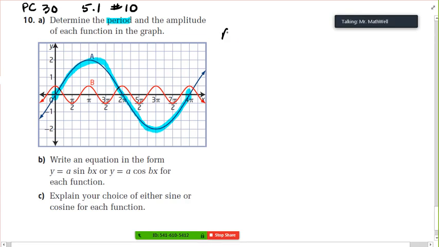So for A, the period is, it goes from 0 to 4 pi. So it looks like it's 4 pi minus 0, or just 4 pi.